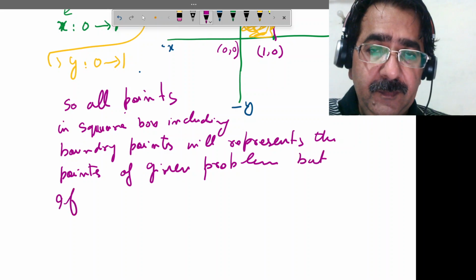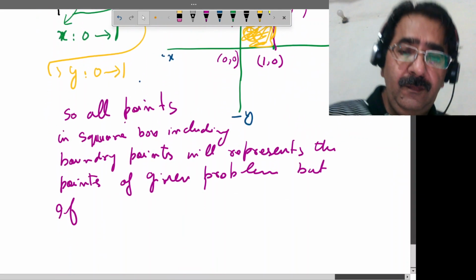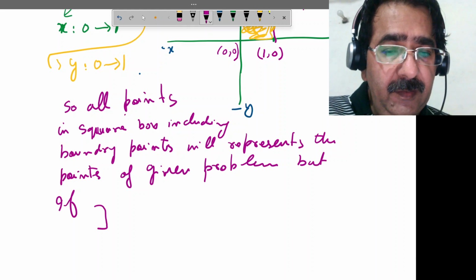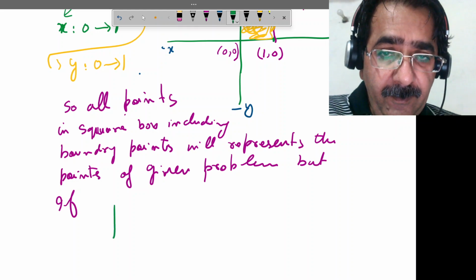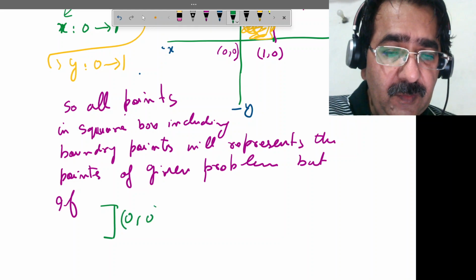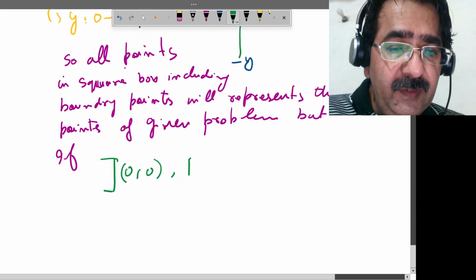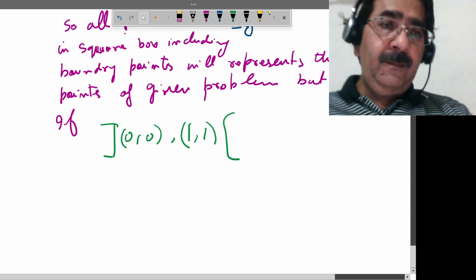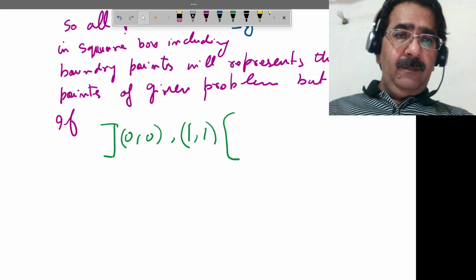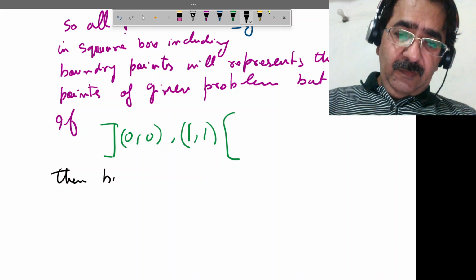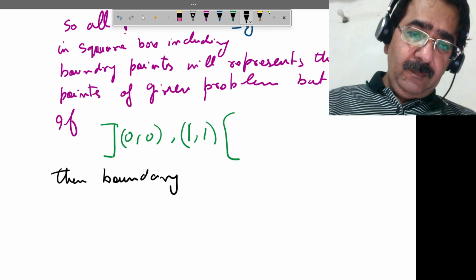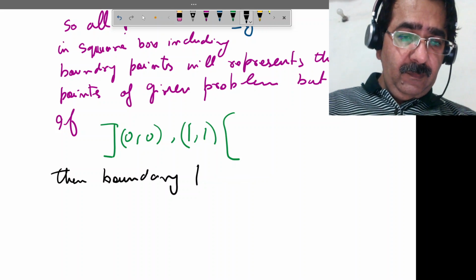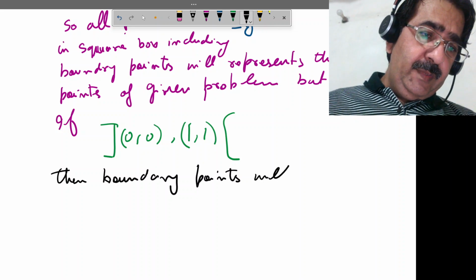But if I define an open bracket, if I replace the close bracket with an open bracket, then the boundary points will be excluded.